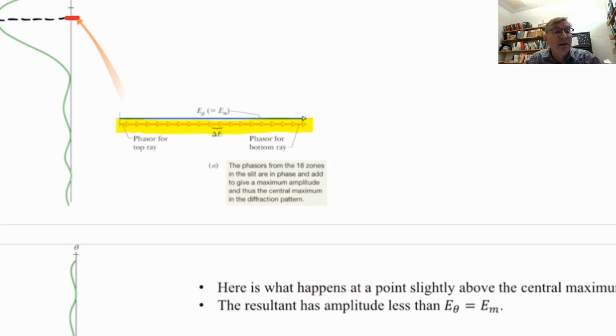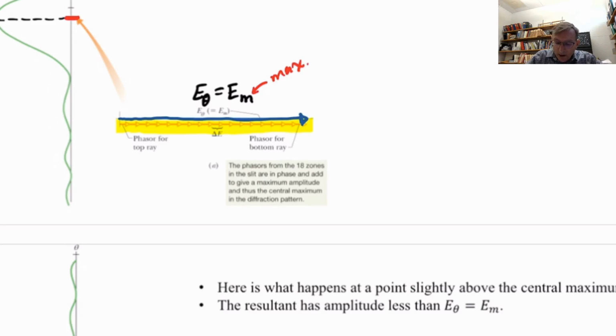And then you just use the rule for vector addition to get the resultant. You draw an arrow from the tail of the first to the tip of the last one. And that length is the amplitude of the net or resultant wave. And that's what this book is calling E theta. This is the biggest amplitude we can possibly get, when all those little phasors for the individual wavelets are all lined up exactly in the same direction. Okay? And so they call the amplitude in this case E M, M for maximum.